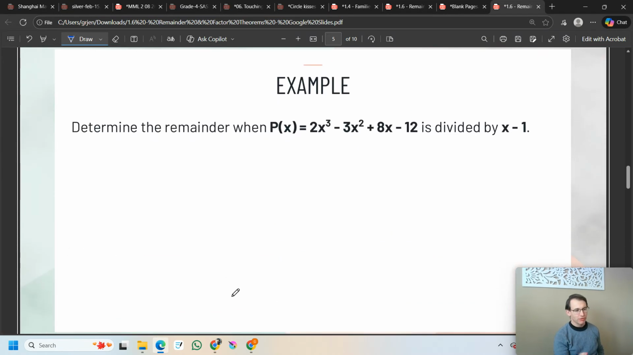All right, so we want to find the remainder when we divide this by x minus 1. You could do this with polynomial long division, but we're not going to. We've got x minus b here, and so our b is equal to 1. So let's go ahead and evaluate. P at 1 is equal to 2 times 1 cubed minus 3 times 1 squared plus 8 times 1 minus 12. P at 1 is equal to minus 1 minus 13 minus 5.